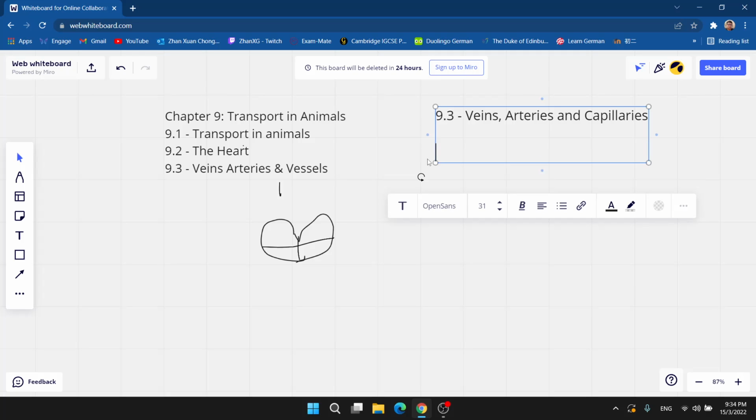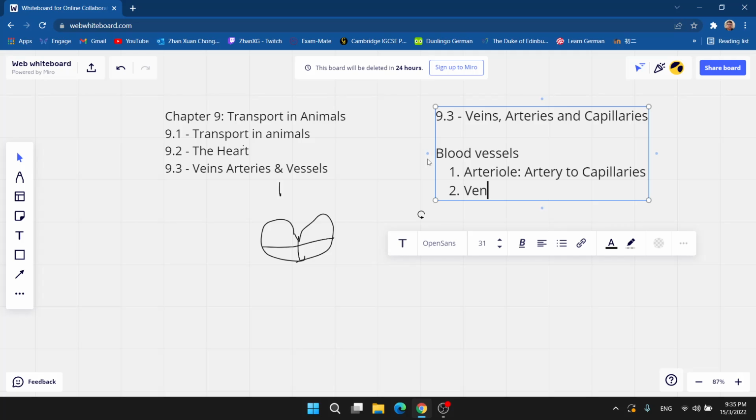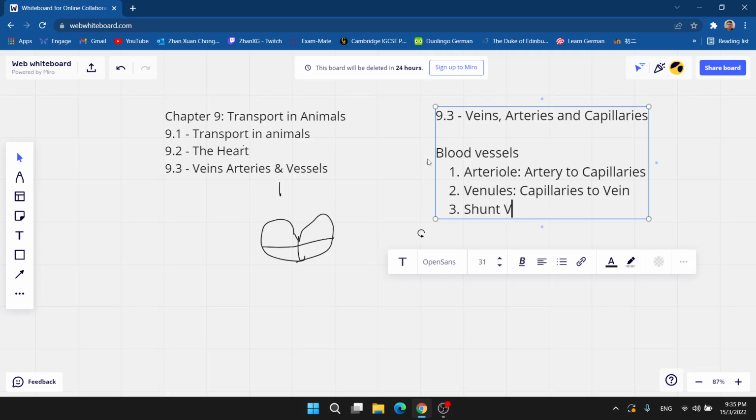The next one will be types of blood vessels. The first one we have is arterioles, where it's artery to capillaries. Secondly, we have venules, where it's capillaries to vein. Thirdly, we have shunt vessels, which are artery to vein. So that's all for this part 1, and I hope that you understand this.